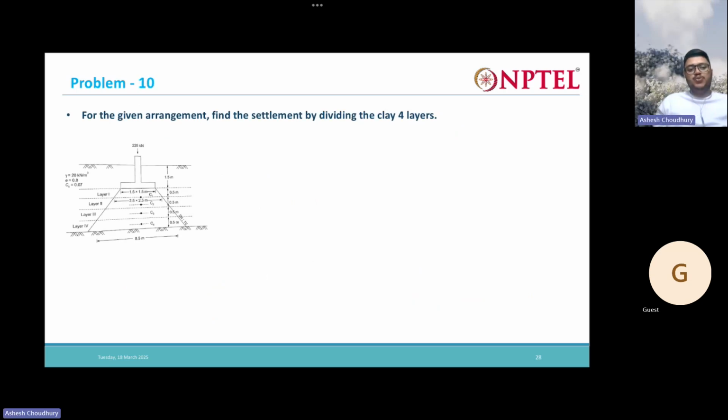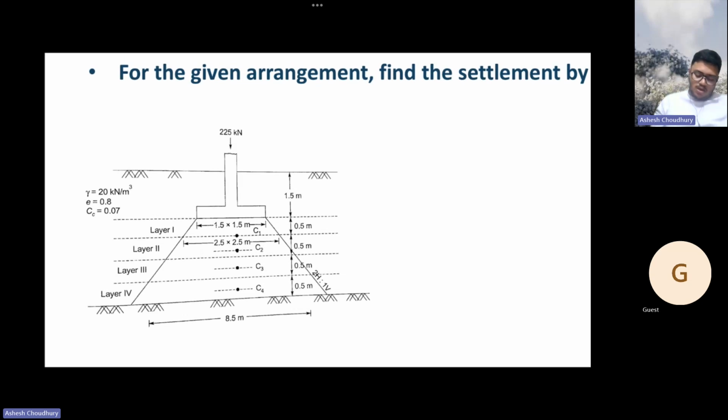For the given arrangement, find the settlement by dividing the clay layer into 4 layers. So we have a footing, then below that we have a clay layer. It is asked that by dividing the clay into 4 layers, we need to find out the settlement. There are 1, 2, 3, and 4. Now what we need to do, at the center of each layer, we need to calculate the effective stresses, then the increase in stress, and then we need to find out the settlement. Okay, that's how we need to do. So how will we do that? Let us see.